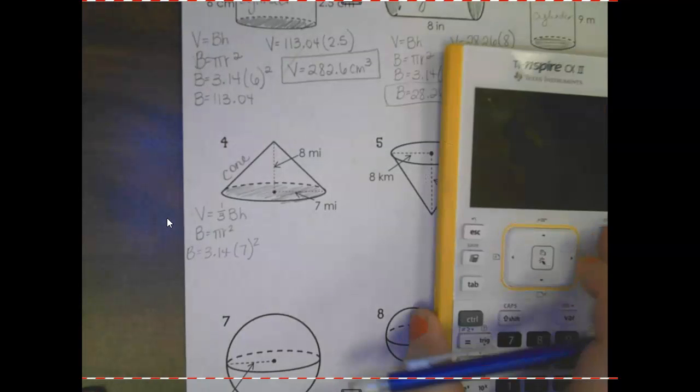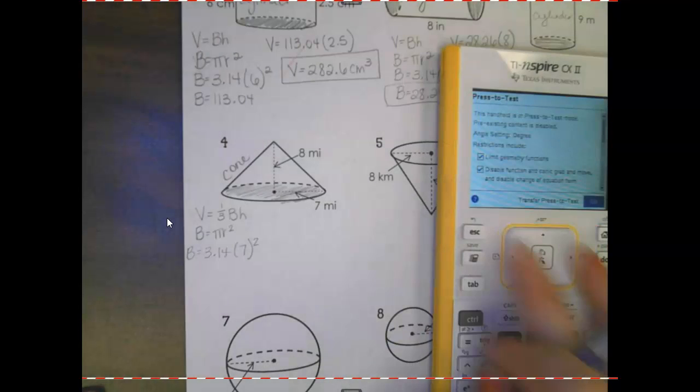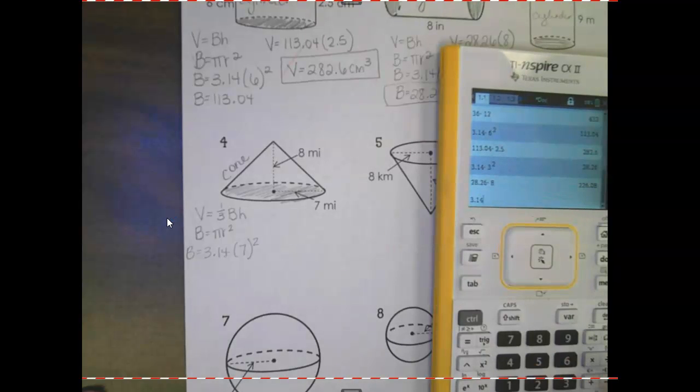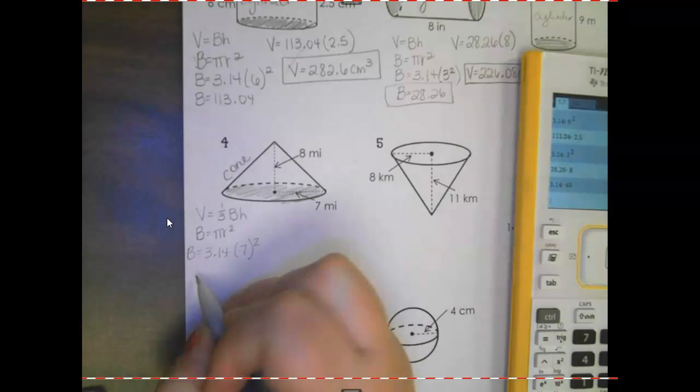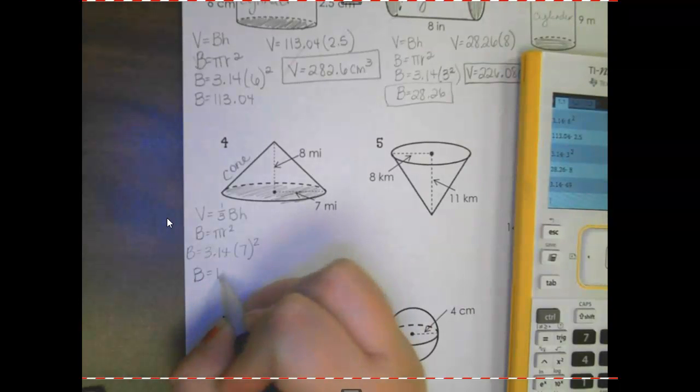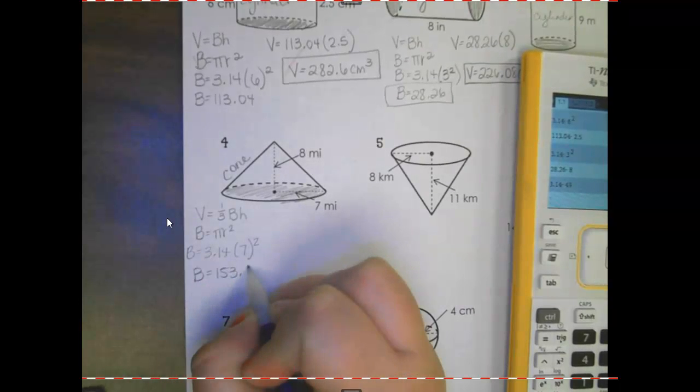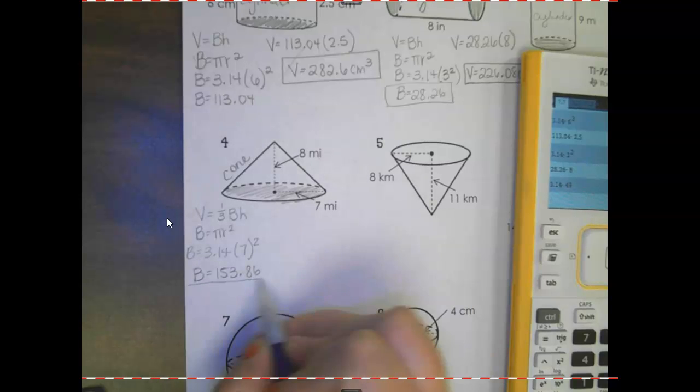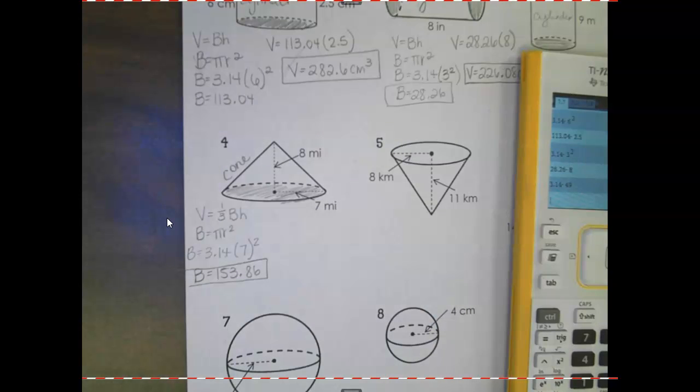So I'm going to go to my calculator. I'm going to do 3.14 times 7 squared, which is 49. And I get a big B of 153.86. I work my big B the same whether it's a cone or a cylinder. It's going to have the same process for my big B.